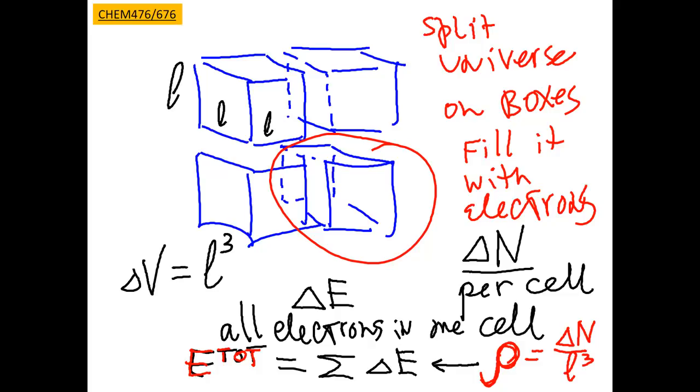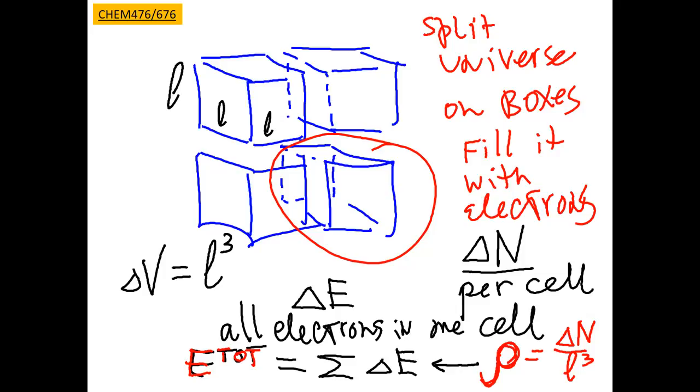K over 2L, where K is the number of nodes, so there will be states with 1, 2, 3 and more nodes, and the energy is quantized. So it will be h bar squared over 2m, and now we will have pi squared times k x squared. So it is more one-dimensional moves.